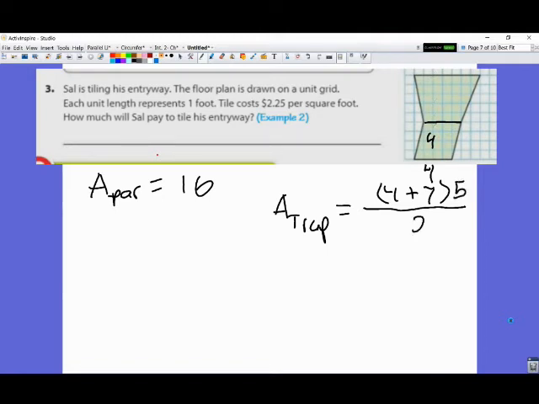Okay, and then divide by 2. So all we have to do now is 4 plus 7. We have to do order of operations. That's going to be 11 times 5. That's going to be 55 over 2, which looks like it's going to be 27.5. Okay, so that's going to be square feet there.